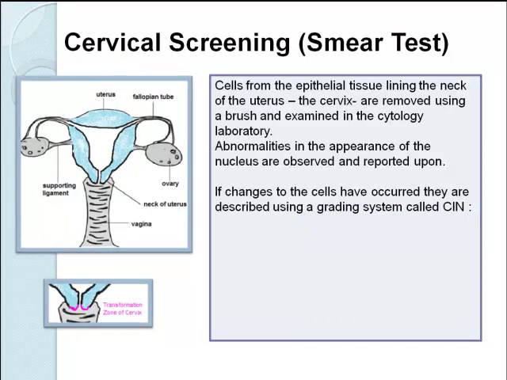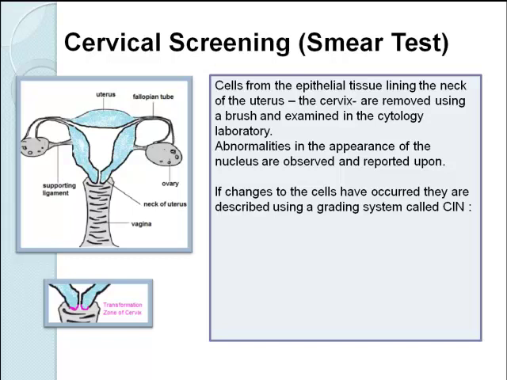Cells from the epithelial tissue, which is the name of the tissue lining the cervix, the neck of the womb, are removed using a brush and examined in the cytology labs. Cytology literally means the study of cells. Any abnormalities or changes are observed and reported upon, and what they're looking at is actually what's called the control centre of the cell, the nucleus, and this can change, and there are different levels of changes.